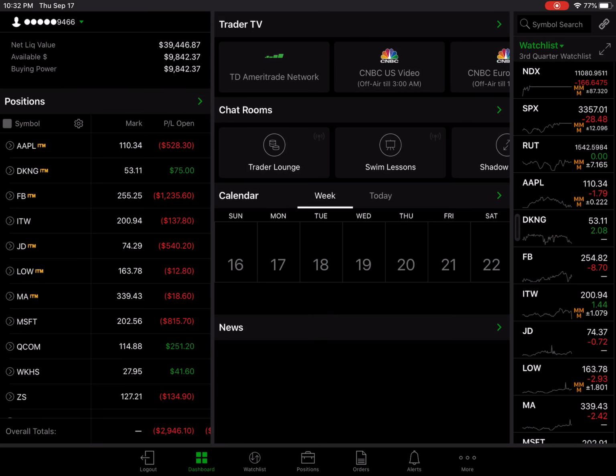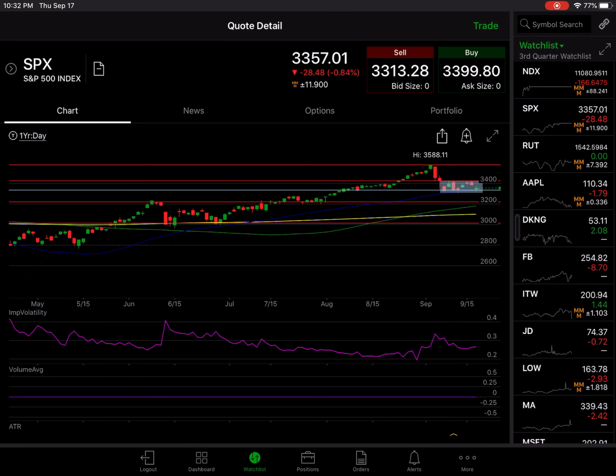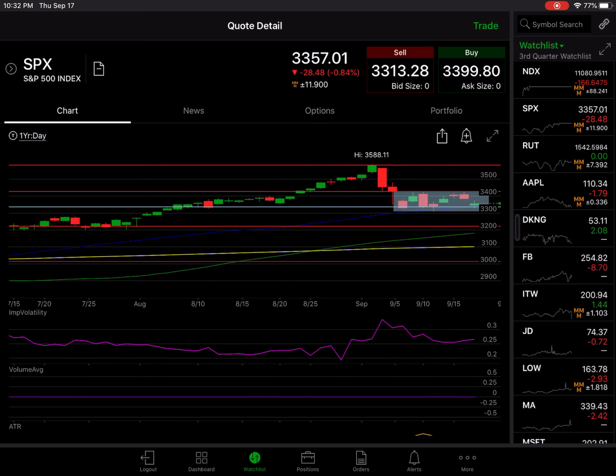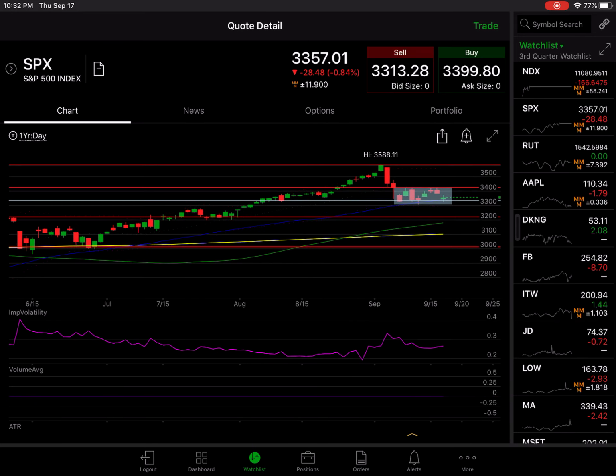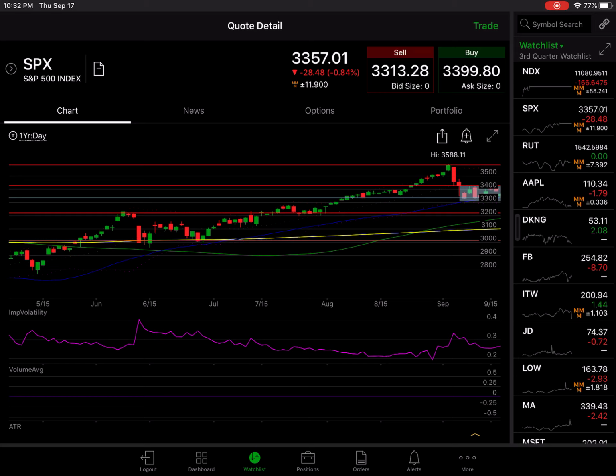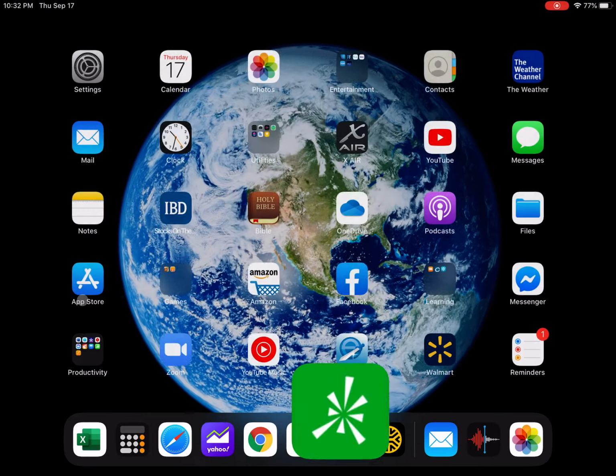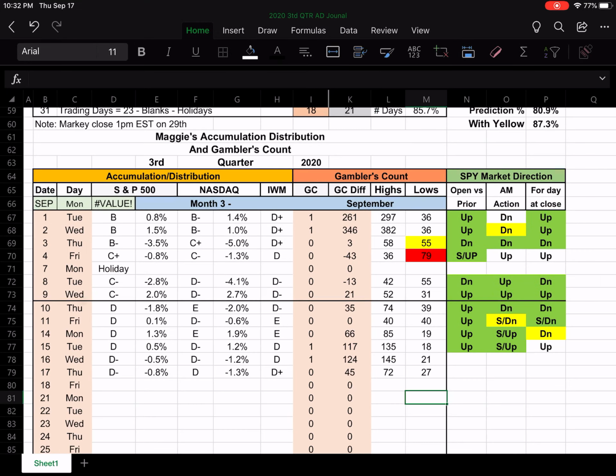If I go into Thinkorswim here, it's a little bit easier to see them. Let me see if I can find one. Here we go. This is a pretty obvious gap down. That's a pretty obvious gap up. So that's what you're looking for with the gap ups and the gap downs.